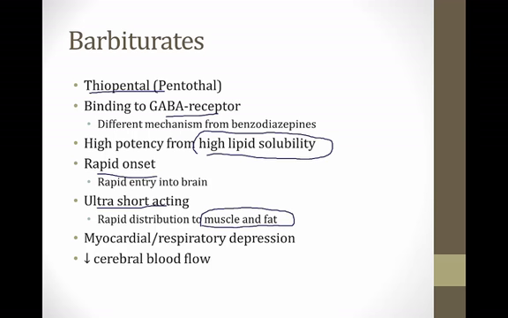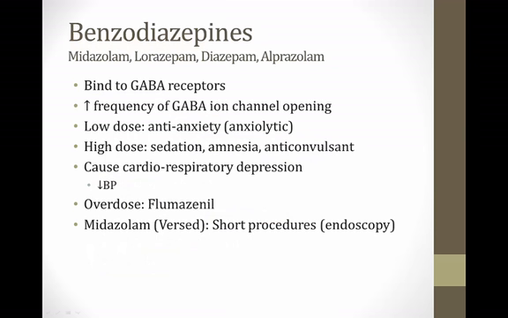Side effects of barbiturates are myocardial and respiratory depression, and they also decrease the cerebral blood flow. So benzodiazepines are drugs like midazolam, lorazepam, diazepam, and alprazolam. You may think of these as oral pills we give to people with anxiety disorders, and that's true, but they can also be given IV for anesthesia. They bind to GABA receptors, and they increase the frequency of the GABA ion channel opening.